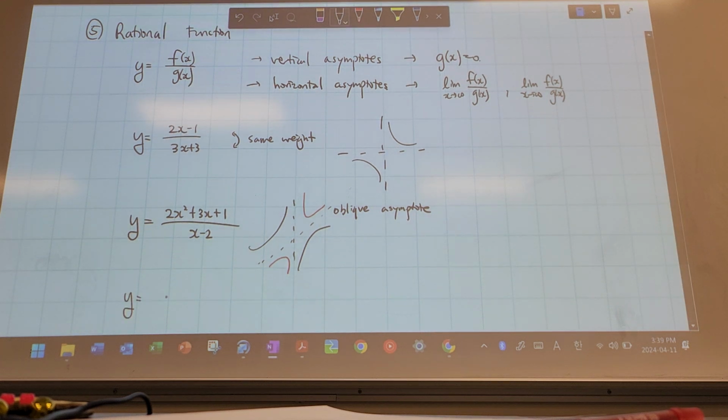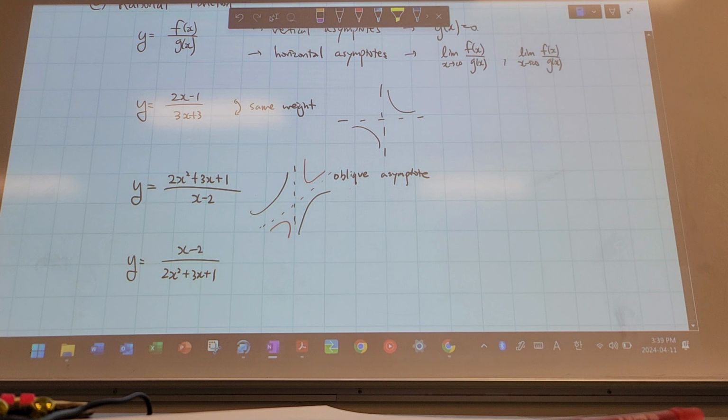And lastly, of course, we can have a function where the bottom side is heavier. Then this time we don't have the oblique asymptote, we just have multiple vertical asymptotes. Depends on the shape, but maybe you may have a case like multiple vertical asymptotes. So the function goes like this, like this, like this, or something like this.